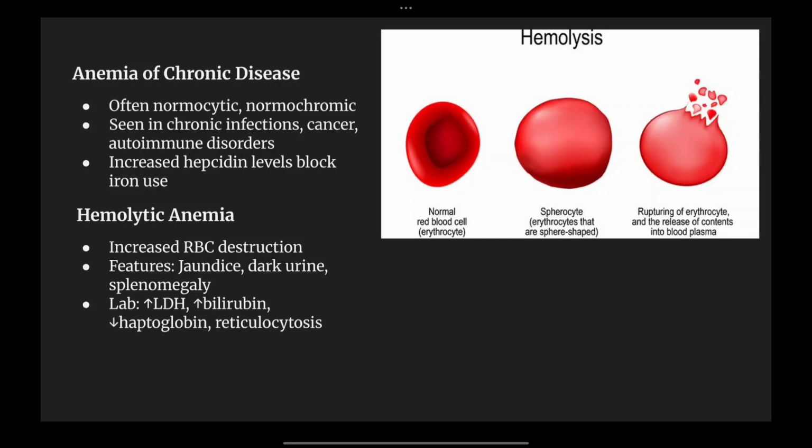Now, hemolytic anemia is increased red blood cell destruction, and it can be seen in people with jaundice, dark urine, and splenomegaly, wherein the spleen is bigger in size. It has increased its growth. And in lab results, you can see increased levels of LDH, increased levels of bilirubin, decreased levels of haptoglobin, and reticulocytosis from the red blood cell destruction. So all these lab findings can determine hemolytic anemia.